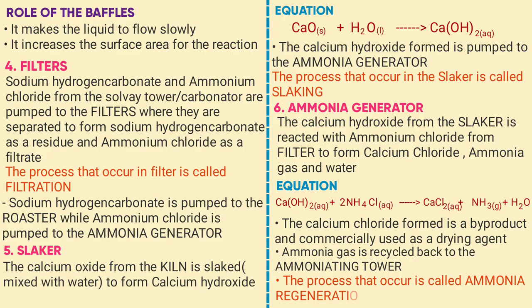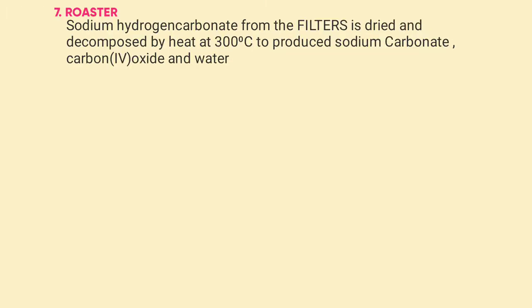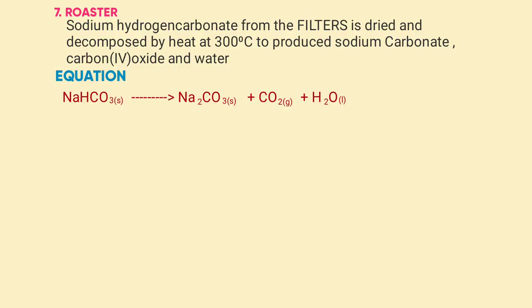The last part is called the roaster. Now sodium hydrogen carbonate that was filtered out from the filter as a residue is pumped into the roaster, where it is decomposed by heat at a temperature of 300 degrees Celsius to form sodium carbonate, carbon dioxide and water. The equation is sodium hydrogen carbonate solid, arrow, sodium carbonate solid plus CO2 gas plus water liquid. To balance the equation, place 2 where there is sodium hydrogen carbonate.